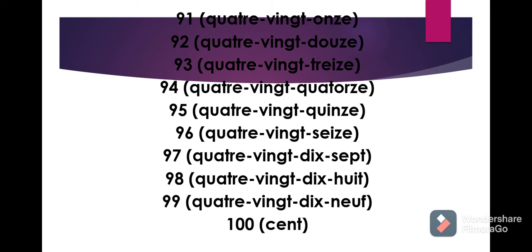91 quatre-vingt-onze, 92 quatre-vingt-douze, 93 quatre-vingt-treize, 94 quatre-vingt-quatorze, 95 quatre-vingt-quinze, 96 quatre-vingt-seize. So 97, 80 plus 17, it gives 97. It is a long word. 98, 99. So now the final word, which is 100.